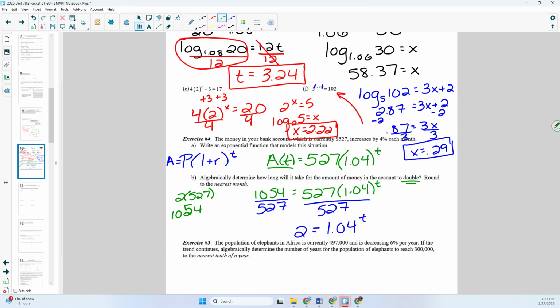So now we're ready. We have exponential form. We're going to put it in log base number equals exponent. And now I'm going to type that in my calculator. I do not have this one calculated already, so it's going to take me a second. And I get, to the nearest tenth, 17.7 years.